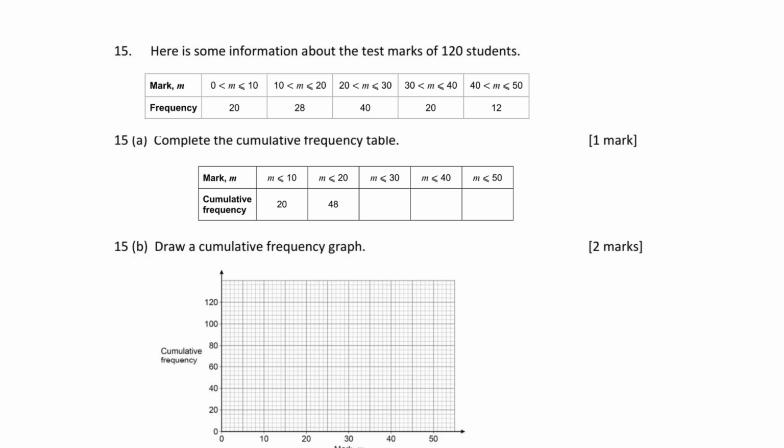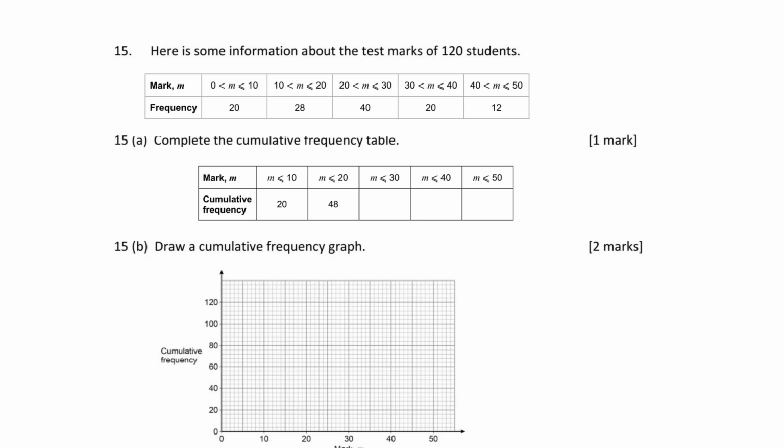Question 15. Here is some information about the test marks of 120 students. And I've got a frequency table here, and you can see that it's grouped. So I know the marks from 0 to 10, 10 to 20, 20 to 30, and so on. Okay, now the first question for 1 mark is to complete the cumulative frequency table.